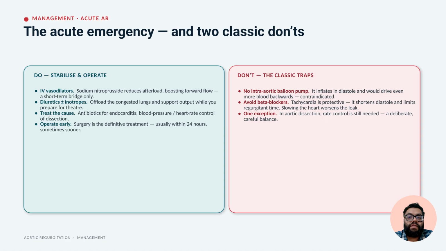Now, the traps. First, the intra-aortic balloon pump is contraindicated because it inflates during diastole and would pump yet more blood backwards through the incompetent valve. Second, resist the urge to slow a fast heart. In acute AR, the tachycardia is protective, shortening diastole and so limiting the time available for regurgitation, which means beta blockers can make things worse. The one nuance is dissection, where you still need careful rate control, a deliberate balancing act.